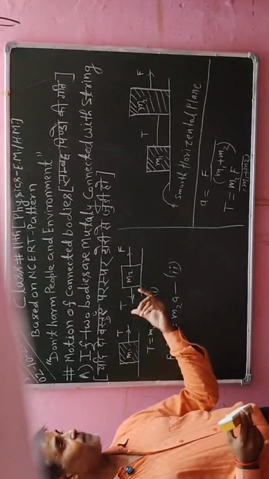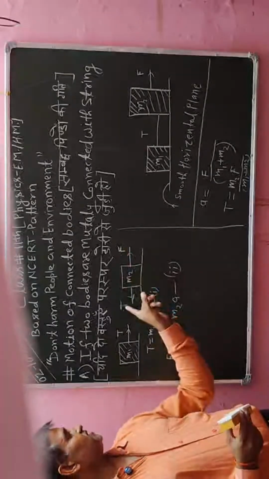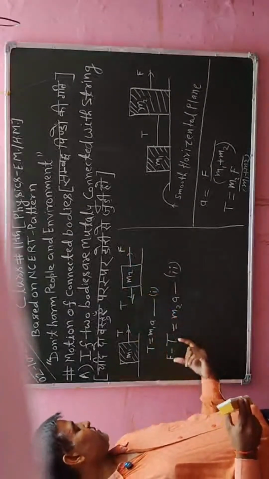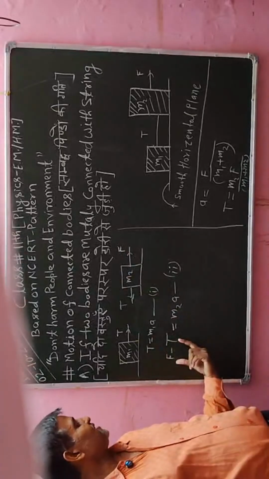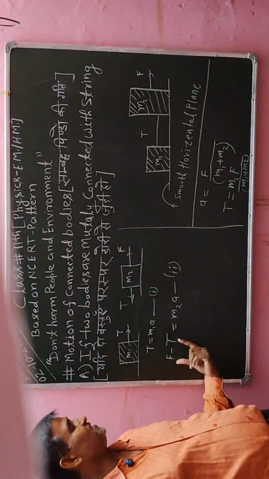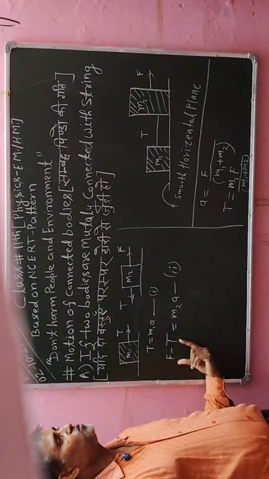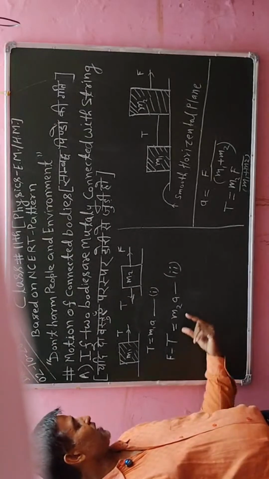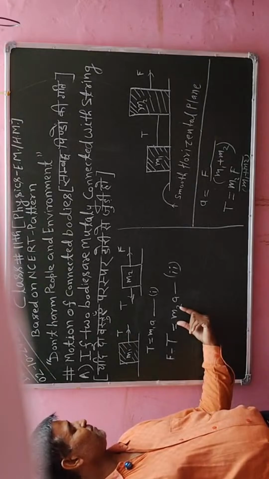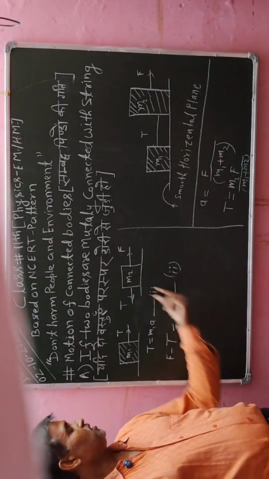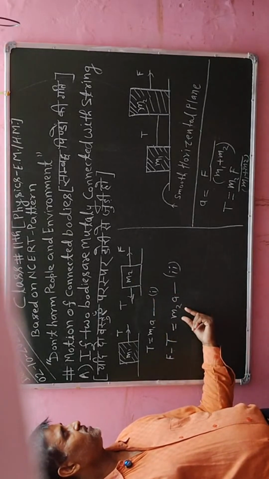So the resultant force we have to calculate is F minus T, and this is a force. According to Newton's second law of motion, I have to write M into A. In the place of M, I have to write M2, because this is the object which has mass M2.